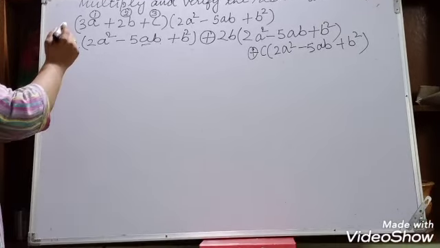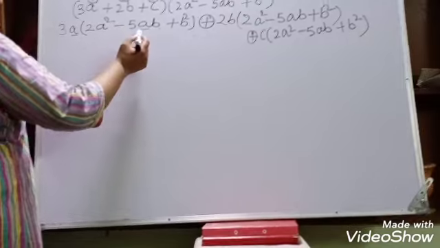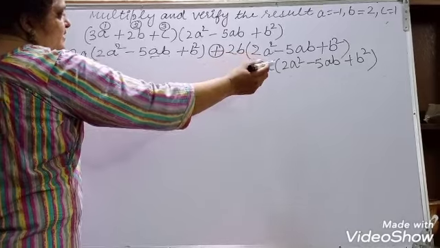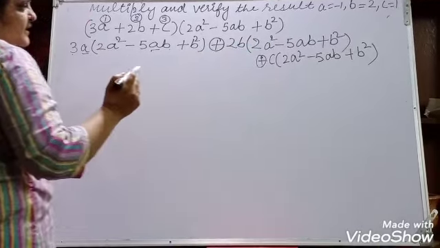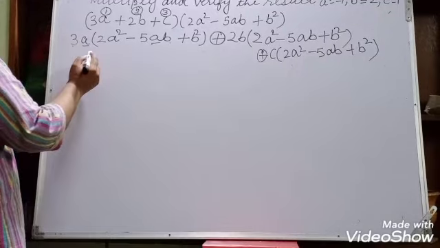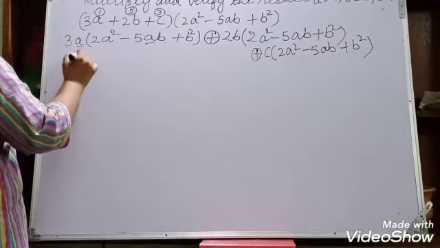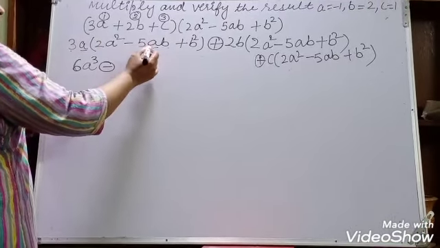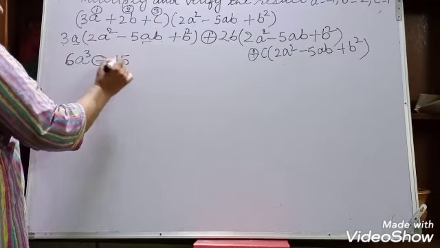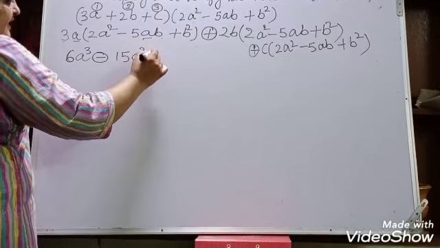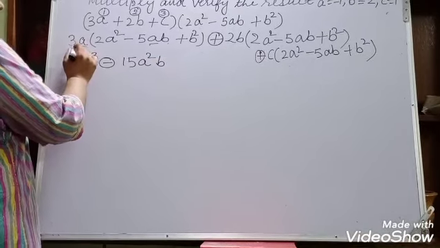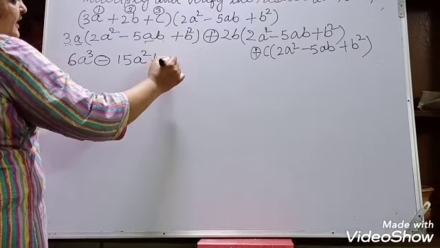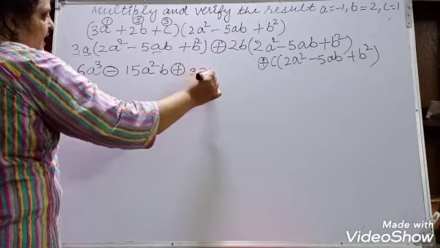Okay. Now class, 3a into 2a square minus 5ab plus b square, then plus 2b into 2a square minus 5ab plus b square. So 3a when multiplied by 2a square will give us 6a cube, minus 3a into 5ab, 3 5s are 15, a into a will become a square b. Then 3a multiplied by plus b square will become plus 3ab square.